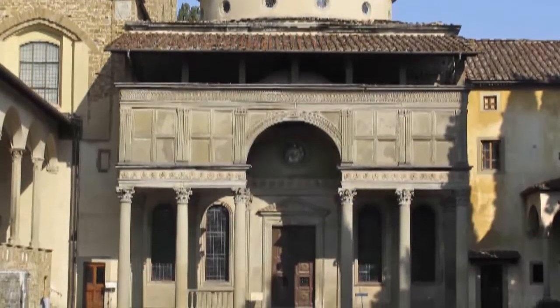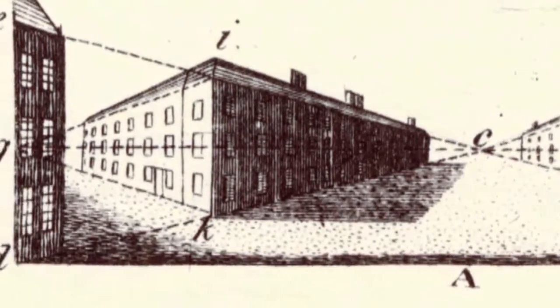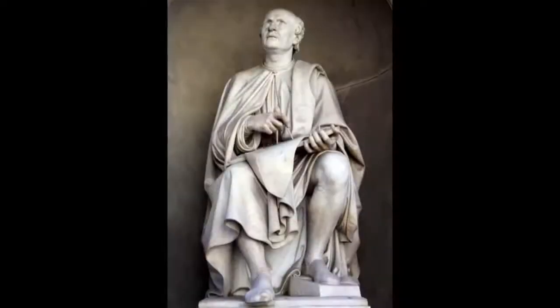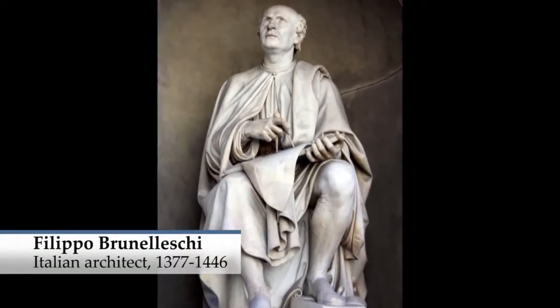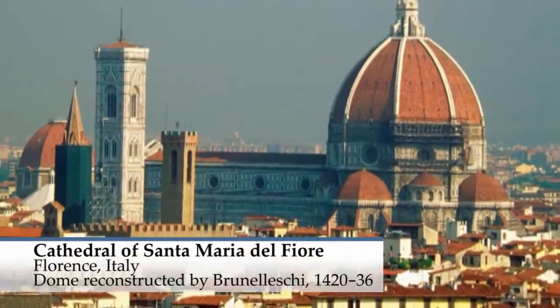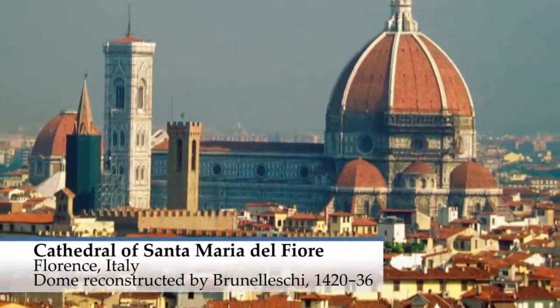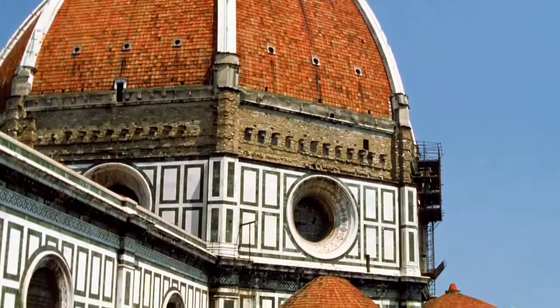Interest in proportion also led to the pictorial device of perspective, first formulated by the Florentine architect Filippo Brunelleschi. Brunelleschi was one of the pioneers of early Renaissance architecture in Italy. His most famous work is the dome of the Cathedral of Santa Maria del Fiore in Florence. Also called the Duomo, this building took 16 years to construct.